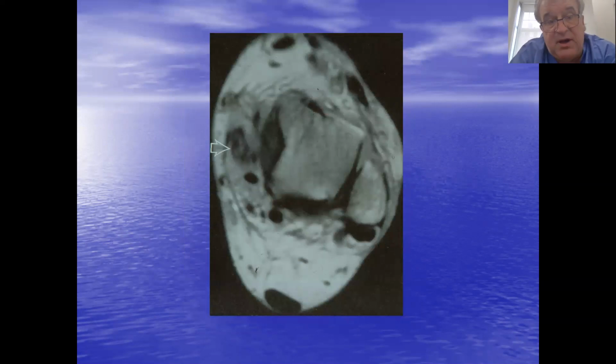This is an MRI of a ruptured tibialis posterior tendon, which is completely gone. You can see behind it, the small black dot is the FDL, and further back is the FHL, Achilles right at the back.